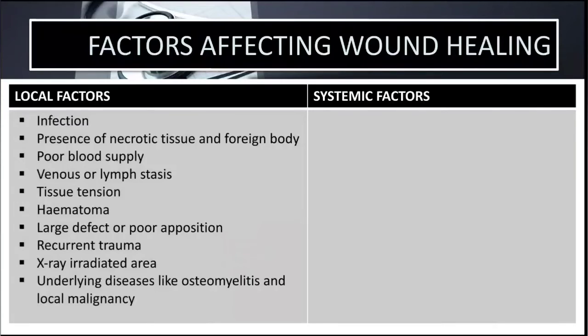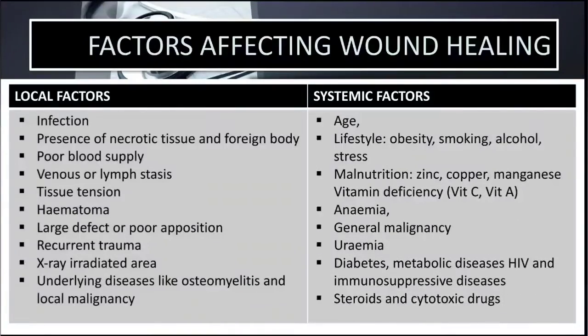So if you remember those three, you remember like the most important ones among the local factors. Now, looking at the systemic factors, age, as someone is getting older, there is poor wound healing. There is lifestyle. We're talking about someone with obesity, smoking, alcohol, stress, malnutrition. Here we're talking about zinc, copper, manganese. So these are the trace elements that are important in the process of wound healing.